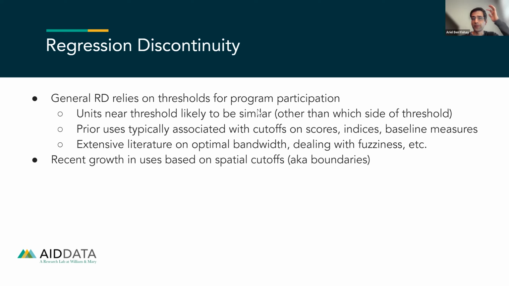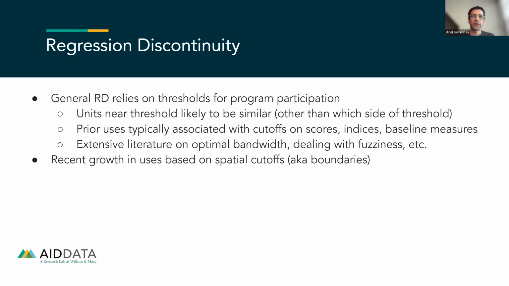Prior uses are typically associated with cutoffs based on scores, indices, baseline measures, etc. This kind of eligibility ranking. There's also an extensive literature that thinks about what the optimal bandwidth is, so how far away from that threshold we want to include observations, and how to deal with fuzziness, where the units are not actually perfectly aligned with that threshold, but are on either side of the threshold with some other either random or non-random elements.